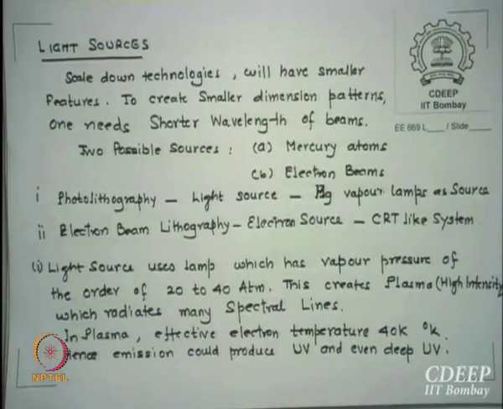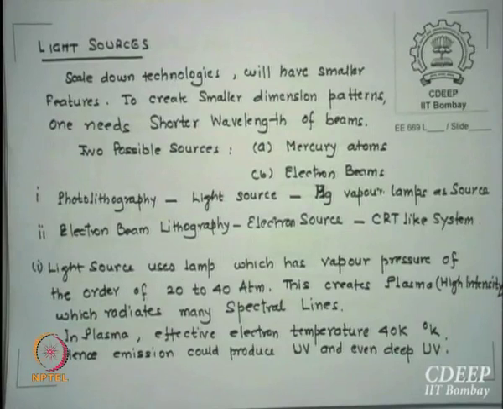The electron beam lithography is normally like an electron source, like a CRT tube, cathode ray. You actually heat it, and copious emission of electrons can be generated, and then beams can be formed by electrostatic lenses, electron lenses, as well as deflecting systems. So it's equivalently done there as well.